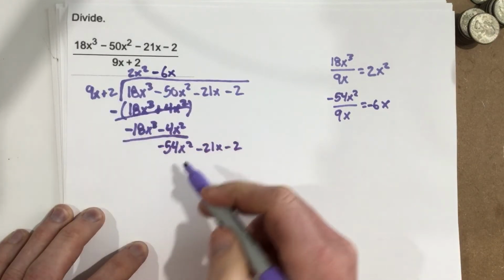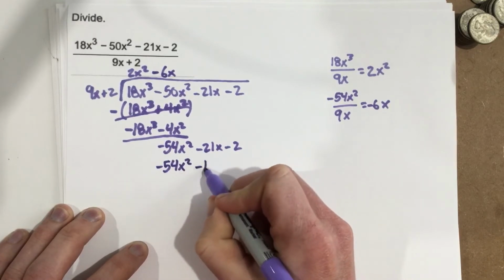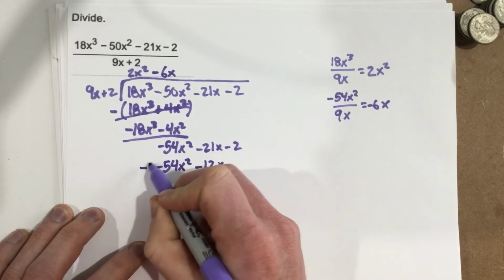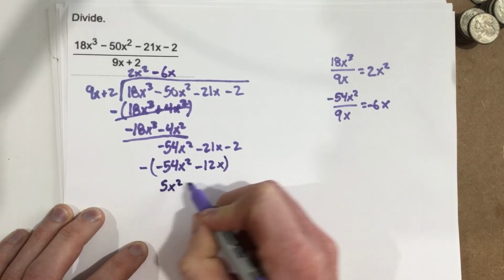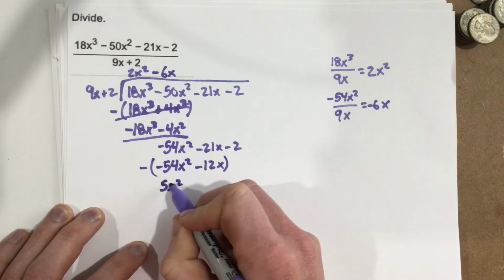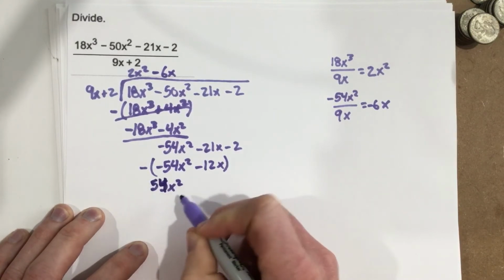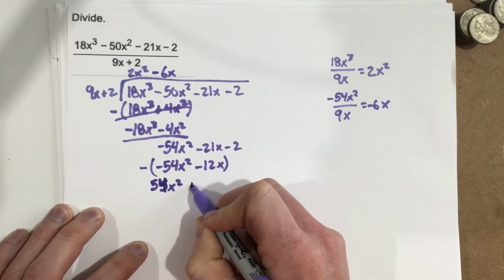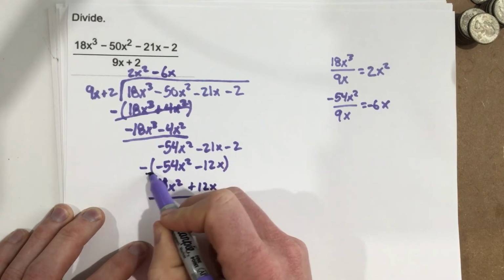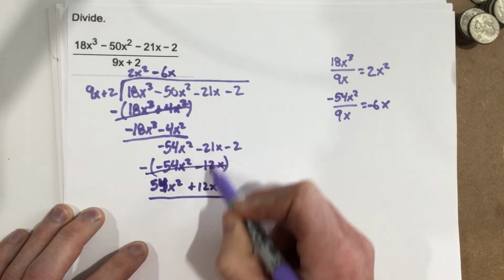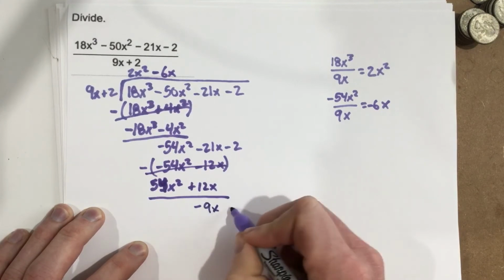Distribute that, you get negative 54x squared minus 12x. Remember, we have to subtract these though. So we end up with 54x squared plus 12x. And we can cross this out in the middle, add that, that's 0. This gives you negative 9x minus 2.